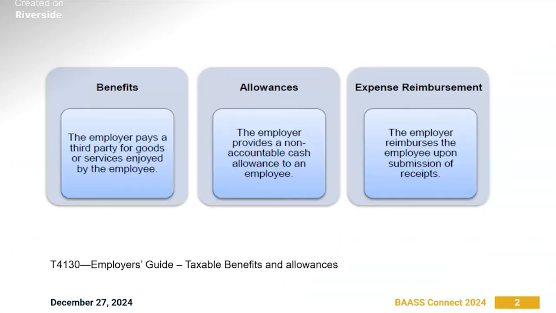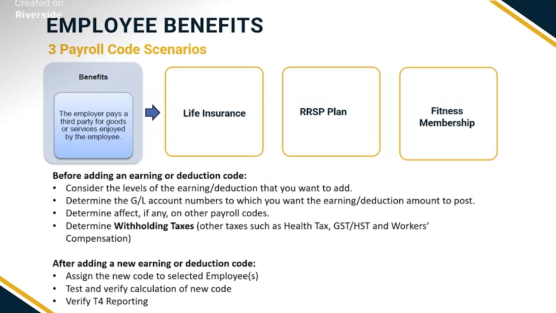What are benefits? Benefits are goods or services employers provide directly to, or arrange for a third party to give to, their employees on their behalf. A benefit may include an allowance or personal expense reimbursement. We are going to look at 3 payroll scenarios today.